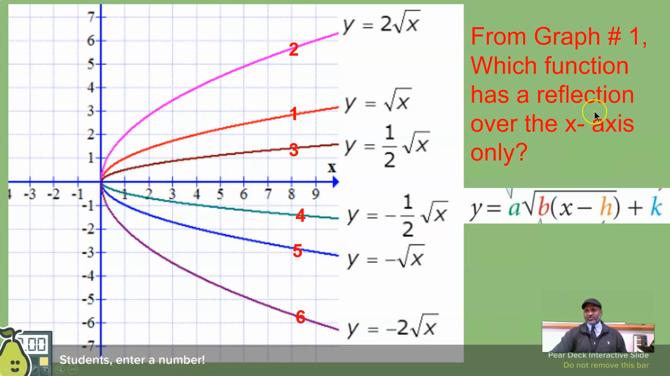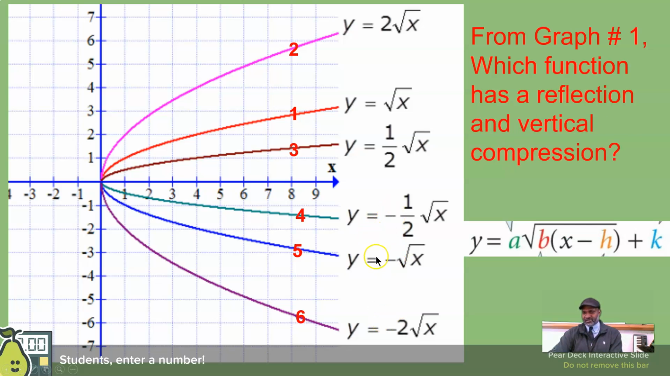Which function is a reflection over the x-axis? Look at 1. Which graph is reflected? 5. The answer there is 5. Okay, see that negative sign? That lets you know it's a reflection. There are 3 reflections on this page: 4, 5, and 6.